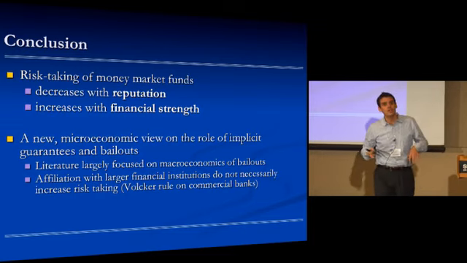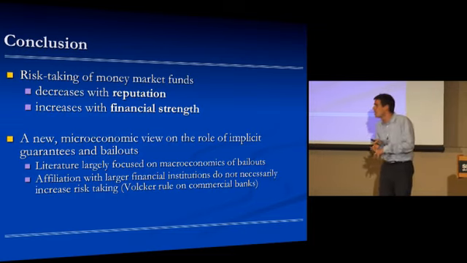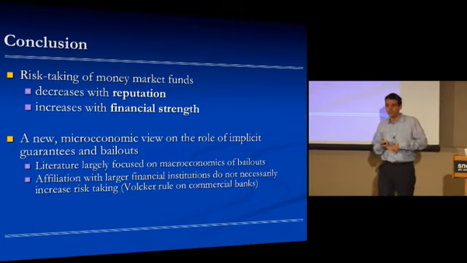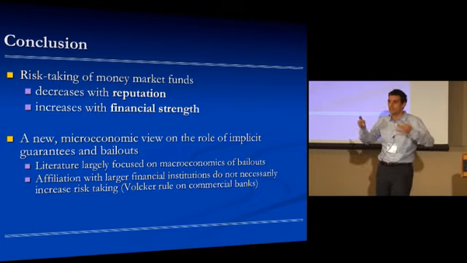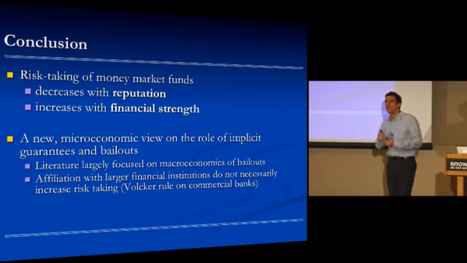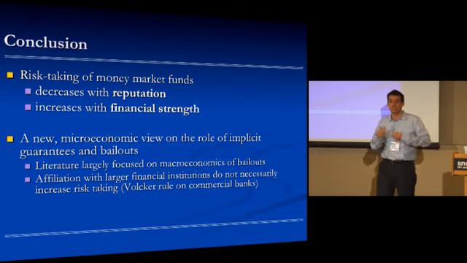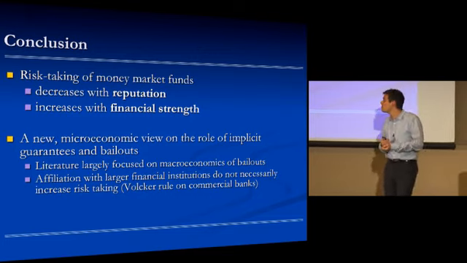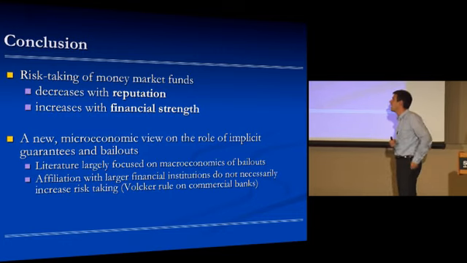So what we think we can show in the paper is that risk-taking of money market funds actually decreases with reputation. So fund sponsors, which had a higher franchise value, had more reputation at stake, decided to take on less risk ex ante, but it increases with financial strength. So if a sponsor had financial strength and was probably more likely to be able to provide support if called upon, they were willing to take on more risk ex ante.